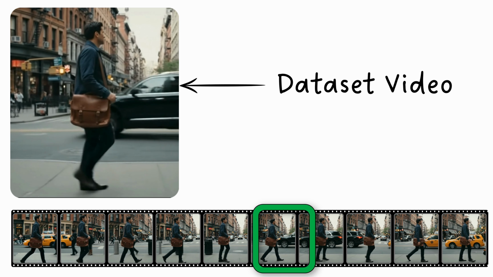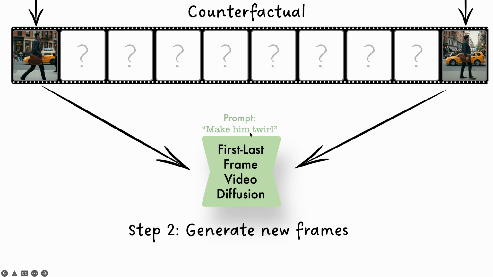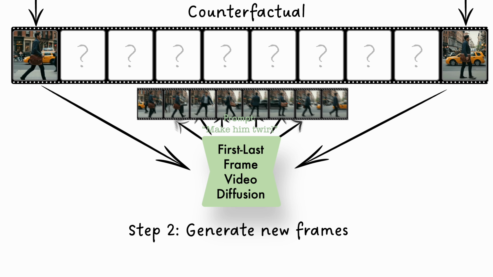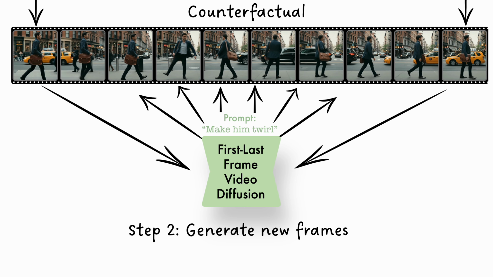So by using an LLM to create a prompt with new motion semantics, such as making him twirl, paired with a first-last frame video diffusion model, we can create new frames to fill in the middle differently. So now you can see him twirling.